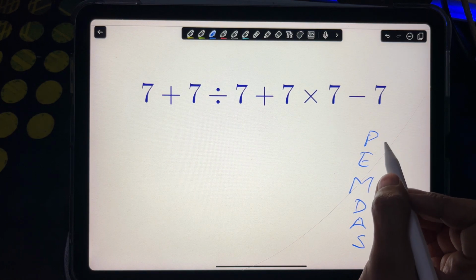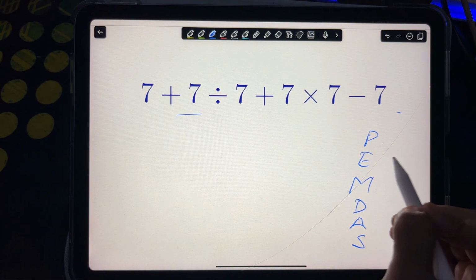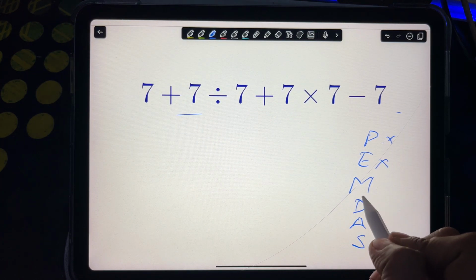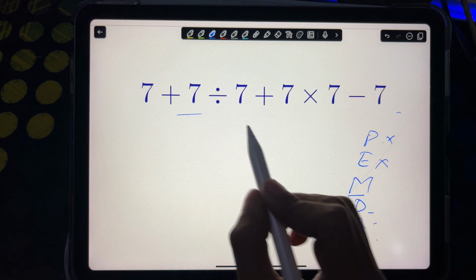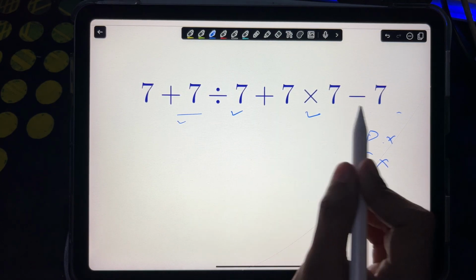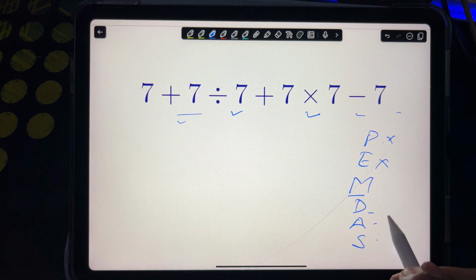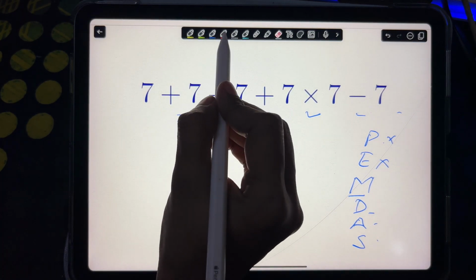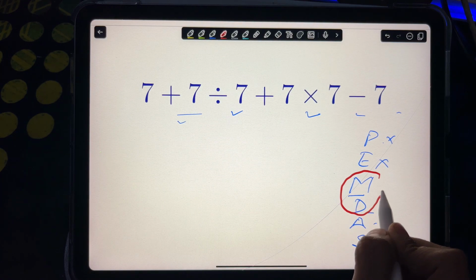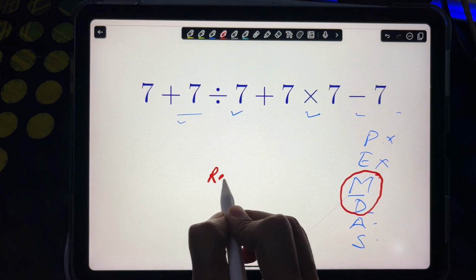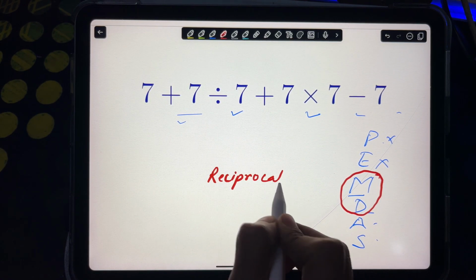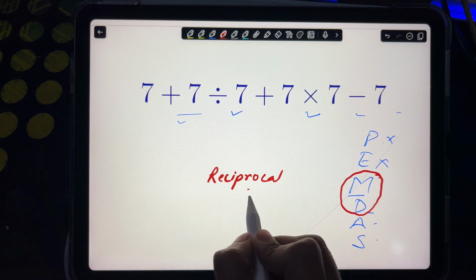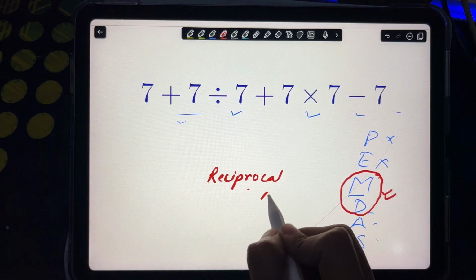So, first we will solve parenthesis. There is no parenthesis. So, cross the parenthesis, exponent, no exponent, multiplication, division, addition, subtraction. We have multiplication, division, addition, subtraction. So this order says we have to do multiplication first. But remember that this multiplication, division, they are reciprocal actions. We cannot solve them just like this as written in this order, because reciprocal action means they have equal priority.